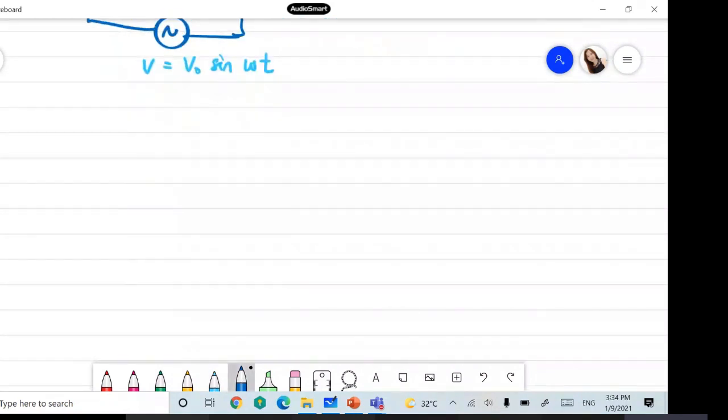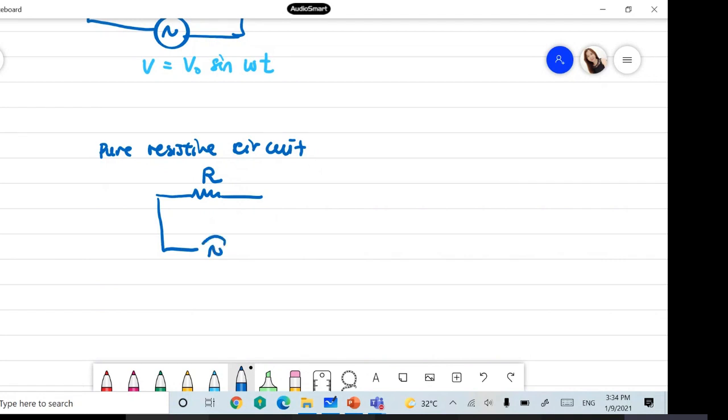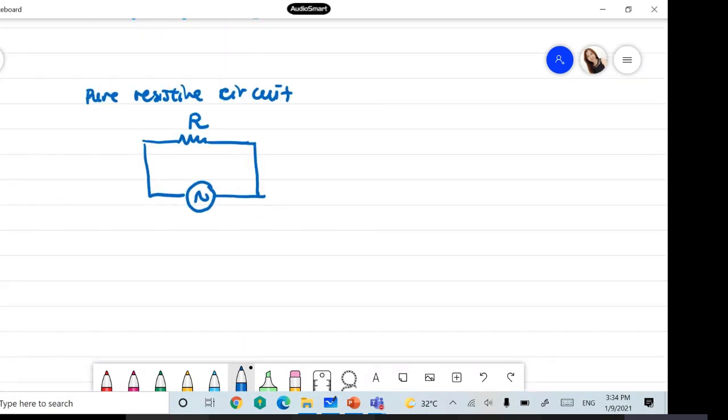Now firstly, we consider a pure resistive circuit. A pure resistive circuit means I have one resistor which has the resistance only, and it is connected to an AC source. The frequency of this generator is f, and it could be 50 hertz, 100 hertz, 1 kilohertz, and so on.